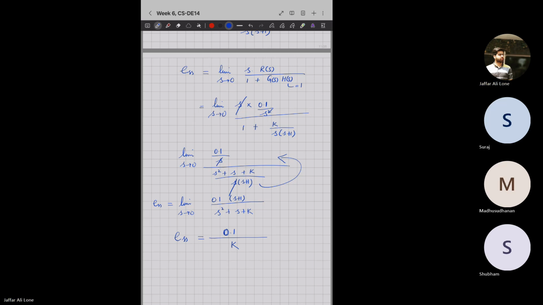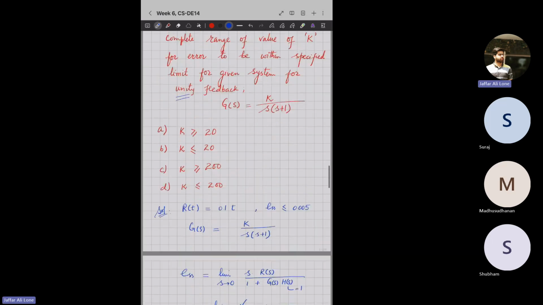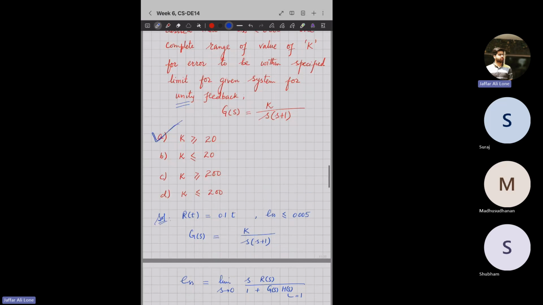Now it's given steady state error has to be less than or equal to 0.005. It means my K should be greater than or equal to 0.1 divided by 0.005. If you simplify it, you will get K should be greater than or equal to 20. And this is the answer.